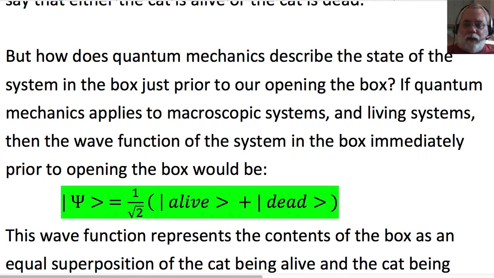If quantum mechanics applies to macroscopic systems and living systems, then the wave function of the system in the box immediately prior to opening the box would be 1 over square root of 2 times a wave function for the alive cat and a wave function for the dead cat. 1 over square root of 2 because there's 50% probability of the cat being alive or dead at the moment we open the box.